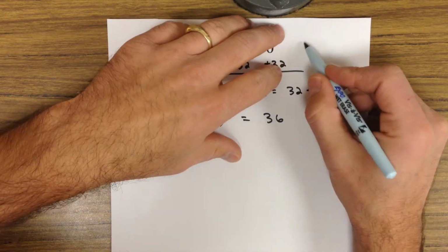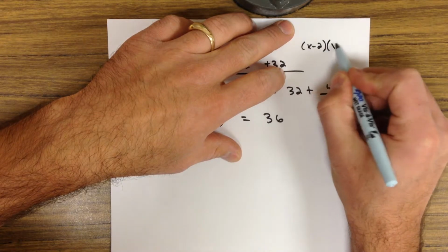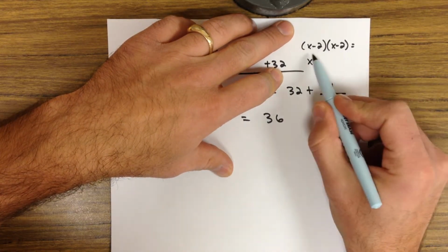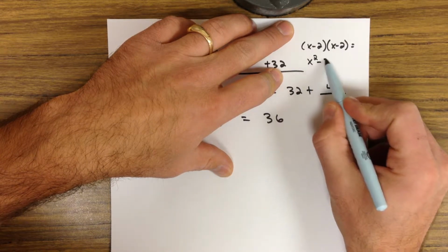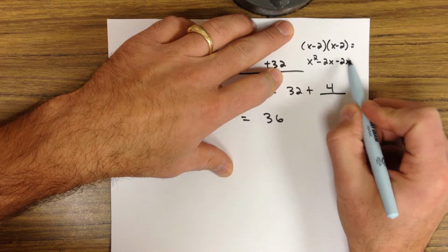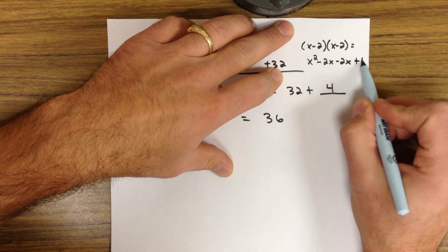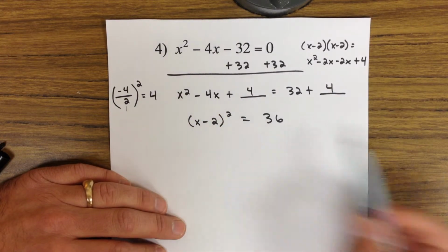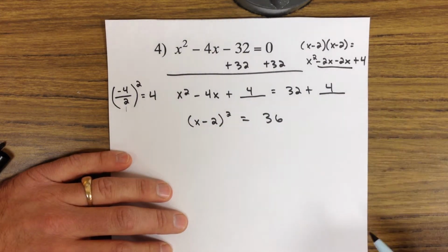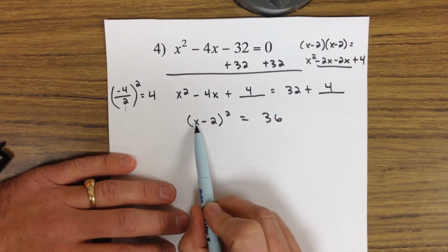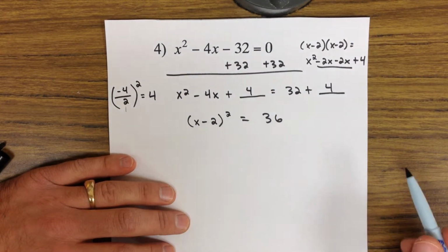You could FOIL it out to prove to yourself that that's right. So when I FOIL this, I get x times x, that's x squared. X times negative 2 is negative 2x. Negative 2 times x is negative 2x. And negative 2 times negative 2 is the positive 4. So if you put those two together, you get that. You put the middle terms together, you get the negative 4. So there's a lot of reasons why this is now x minus 2 versus x plus 2.